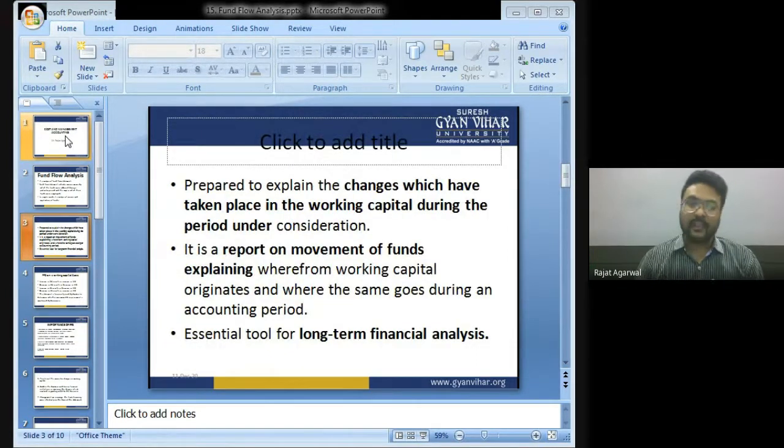A fund flow statement is prepared to explain the changes which have taken place in the working capital during the particular period under consideration. It is a report of movement of fund. It tells you the movement of funds, from where we are obtaining the funds and where we are applying the funds. It is an essential tool for long-term financial analysis.